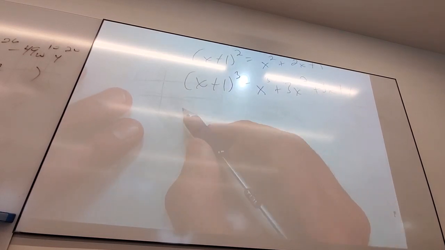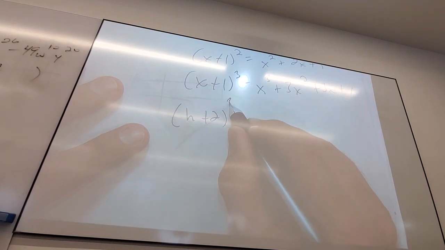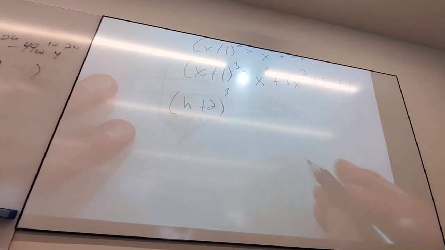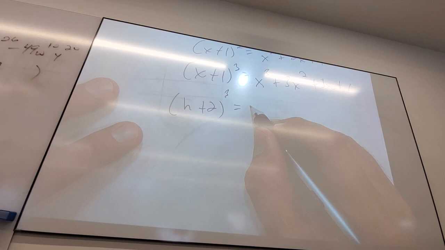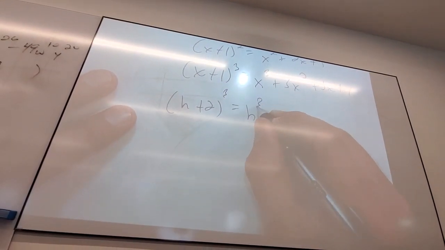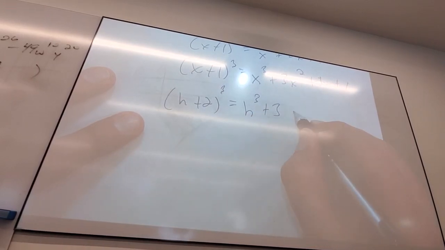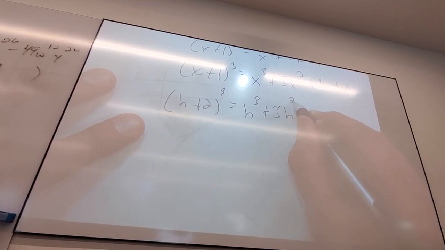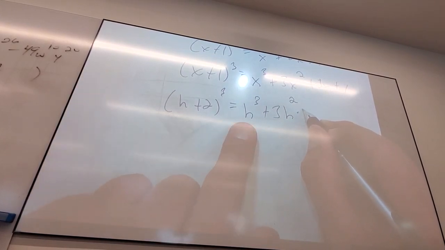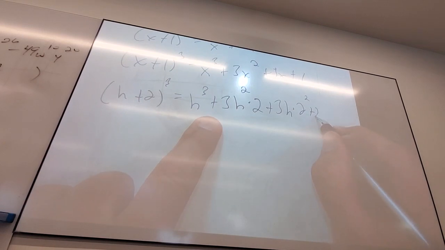So watch this. What did we actually have? Didn't we have h plus 2? Just to put it like that, yeah? So watch how this works. 1, 3, 3, 1, yes? I would have 1 h cubed, no 2's, yes? Plus 3, this power goes down by 1. How many 2's did I have here? None, so now I'm going to have 1. Plus 3, 1 less h, 1 more 2. Plus 1, no h's, all 2's.